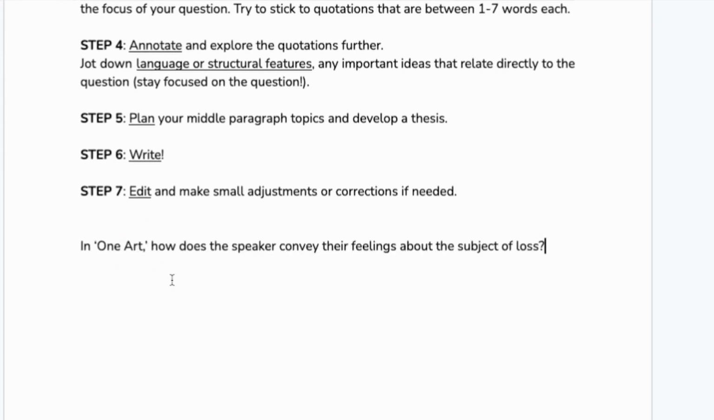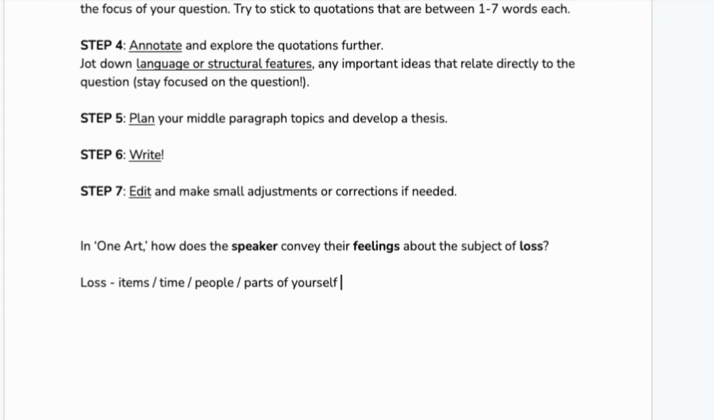The question is, how does the speaker convey their feelings about the subject of loss? The keywords are speaker, feelings, and loss. Loss is the focus of the question, so that's the most important word. It tells us the theme. So, loss. I might think about different ways that that word can apply. You might lose items, you might lose time, you might lose people, you might lose parts of yourself even. There are different ways that you could take that theme.